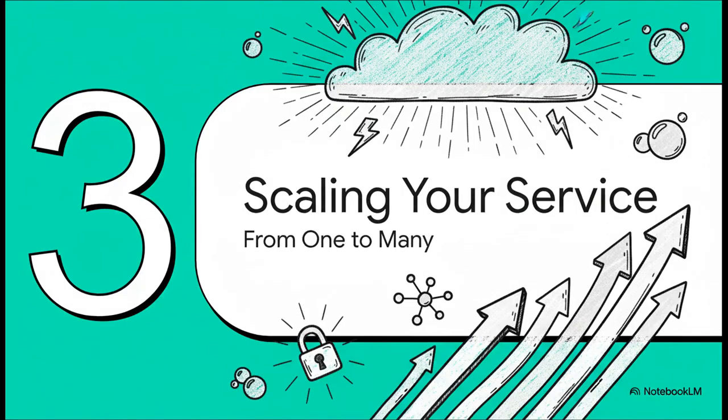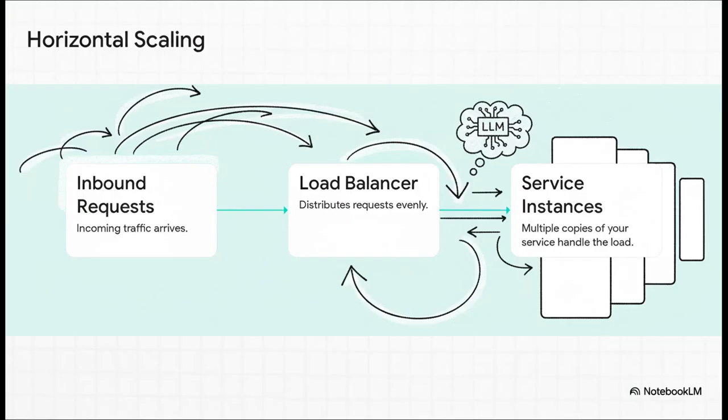Okay, your service is secure, it's observable, fantastic. But what happens when it gets popular? That's a good problem to have, right? Well, now you've got to make sure it can handle all that new traffic without just falling over. So the standard way to scale a service like this is what's called horizontally. It's actually a simple idea. Instead of making one server bigger, you just run multiple identical copies of your API service. Then you stick a load balancer in front of them. Its only job is to take all the incoming requests and spread them out evenly across all your service copies. That way, no single one gets overwhelmed.